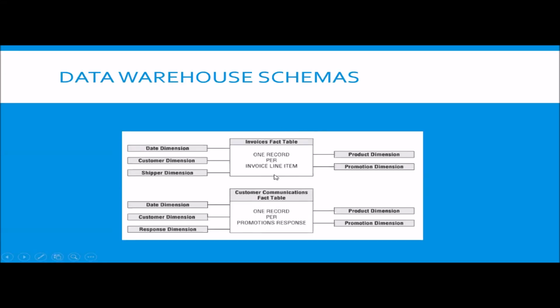So we have a fact table that has the various transactions related to different products over time associated with customers and shippers and promotions we might have been running, and then there's another table here about customers and their response to promotions, but they're reusing a lot of these dimensions across these fact tables.